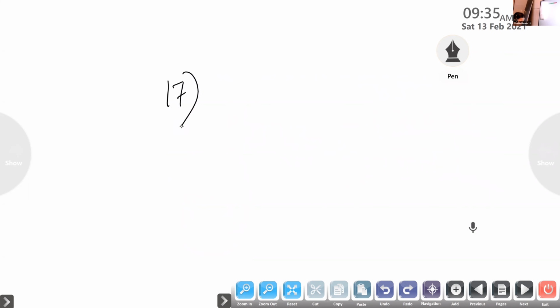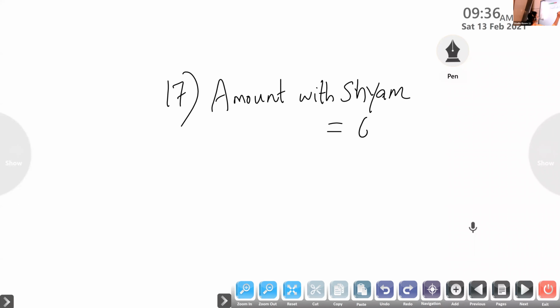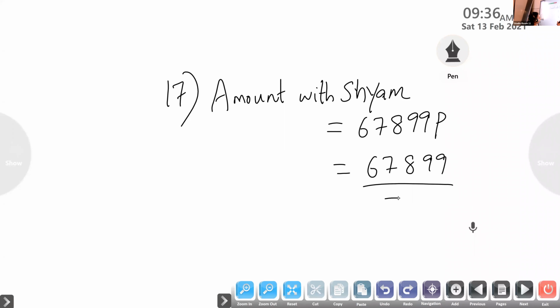Okay. So children, the same question, but here there is a word problem. So we will write amount with Shyam. Amount with Shyam. What's the amount with Shyam? 67,899 paise. Convert that into rupees. Just now we have done that much only. The same question. 67,899 divide by 100.